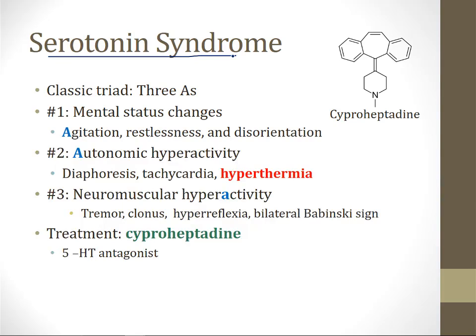brain. And you can remember the clinical features by the three A's. So the first A is for agitation. That's because patients with serotonin syndrome have mental status changes. They're agitated, restless, and sometimes disoriented. The second A is for autonomic hyperactivity. These patients are sweaty, their heart is racing, and often their temperature is elevated.